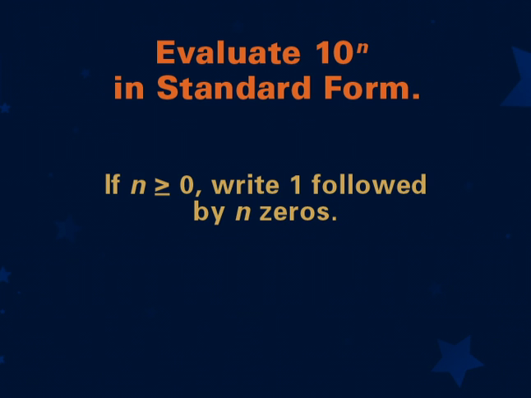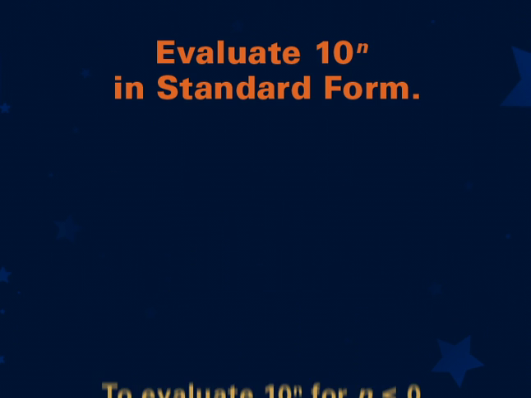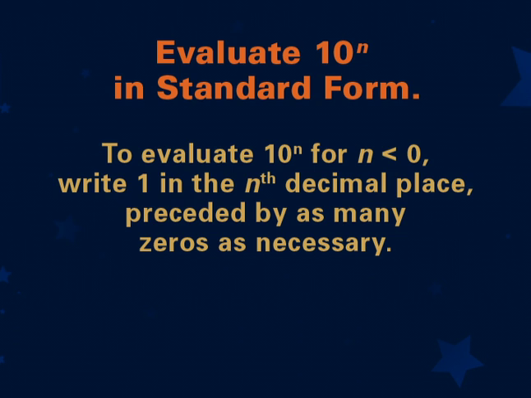Here's an example. 10 to the 5th power is 1 followed by 5 zeros. That's 100,000. To evaluate 10 to the nth power for n less than 0, write 1 in the nth decimal place, preceded by as many zeros as necessary. What does preceded mean? Eddie, precede means to go before.